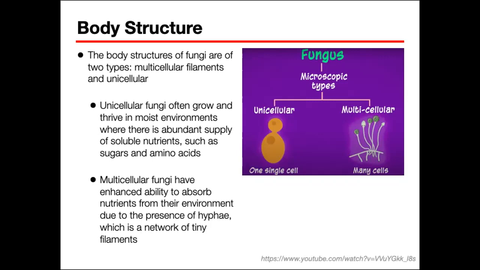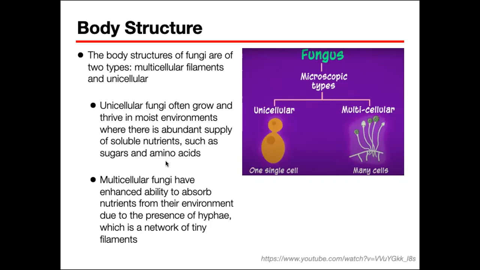Okay? Unicellular fungi often grow and thrive in moist environments, and when there is abundant supply of these soluble nutrients, such as sugars and amino acids, it can reproduce by the process of budding. So yung nasa picture na yan, yung one single cell and then may one small protrusion right there, which can later on develop to a mature organism. That's via the process of budding.